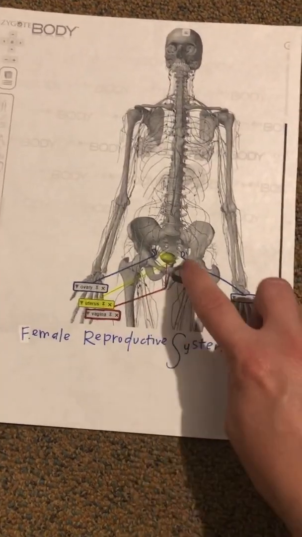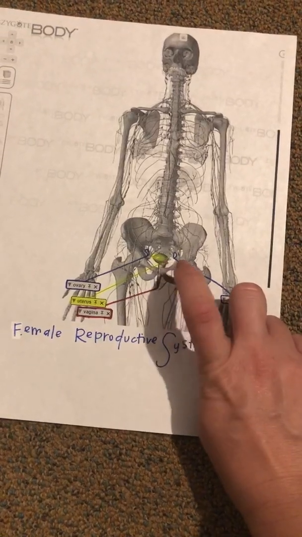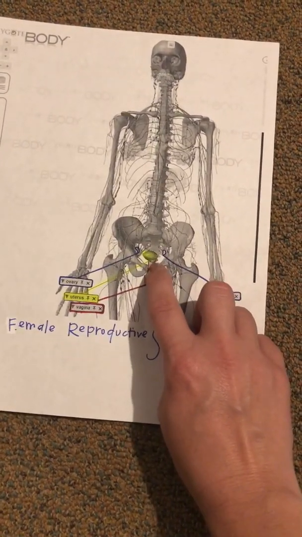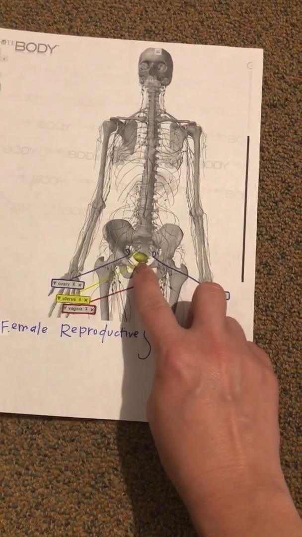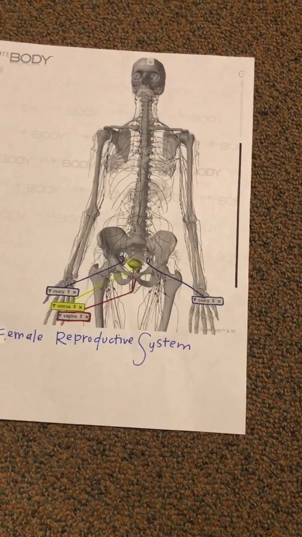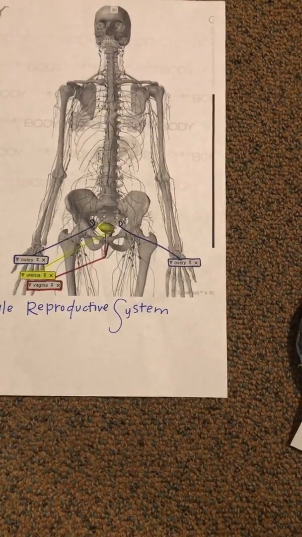The next structure is the vagina, and it's right here. So what connects the vagina to the uterus is the cervix, which we talked about. That is kind of like the mouth of the uterus. So the vagina is a canal-like structure, and it's lined with muscle, and it's covered in a mucous membrane.